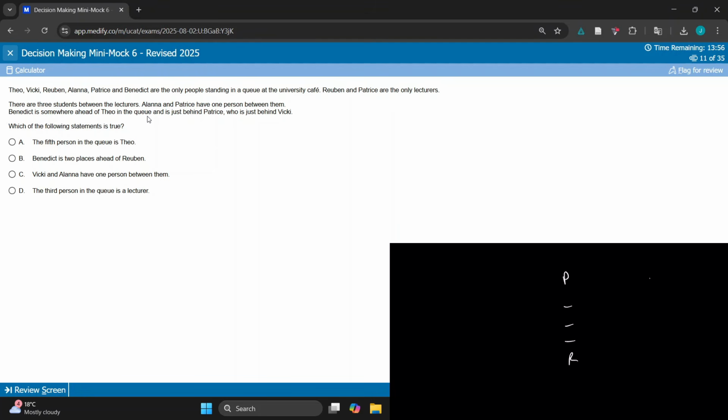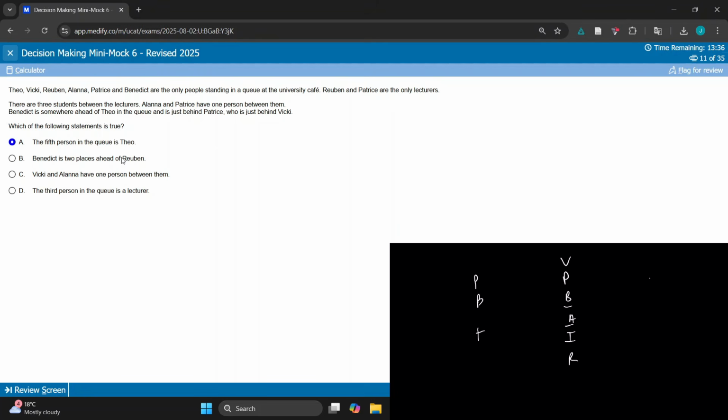Benedict is somewhere ahead of Theo in the queue. Benedict is somewhere ahead of Theo and is just behind Patrice. So Benedict, and then you could have Alana there behind Patrice, who's just behind Vicky. Okay, and then the 5th person in the queue is Theo. I think that has to be true.